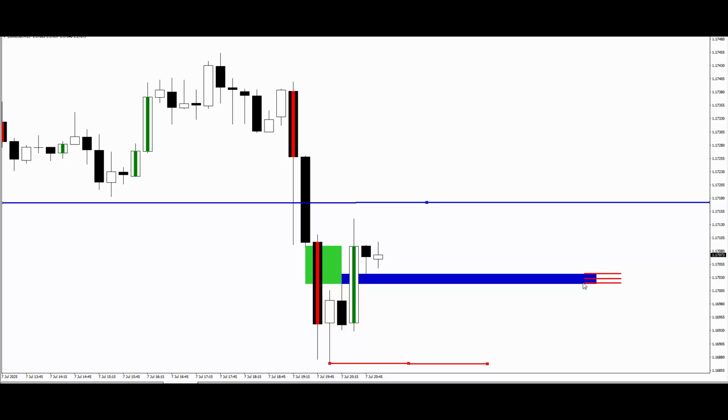But for us, what we're going to do now is we're going to look at a sell trade. Come back down, test that level, get in, place our stop down there, and we virtually have the same trade.